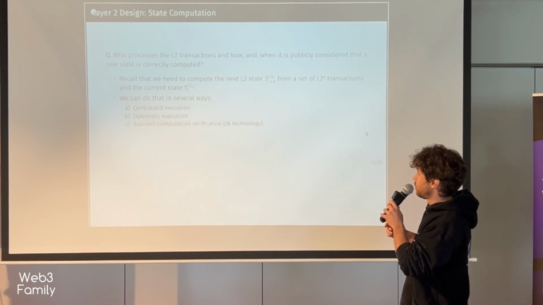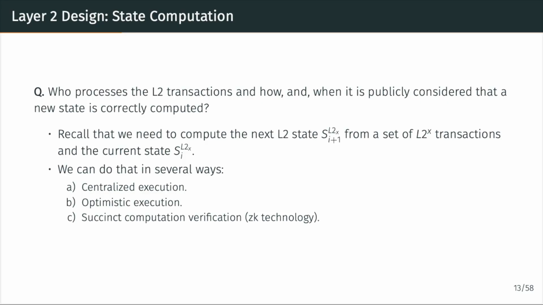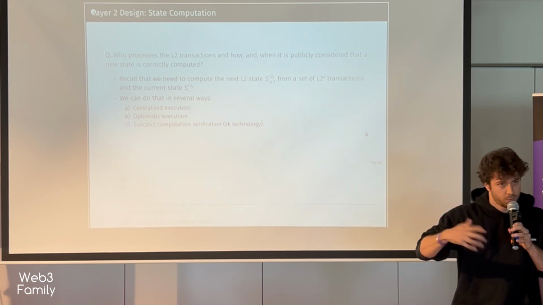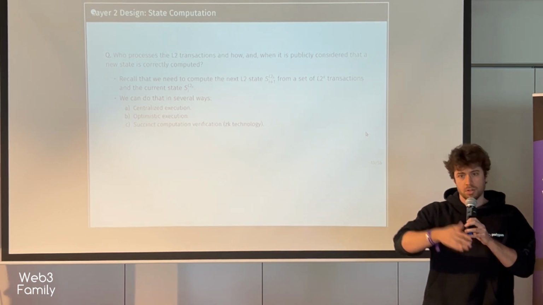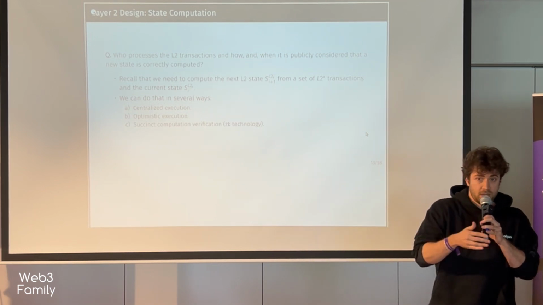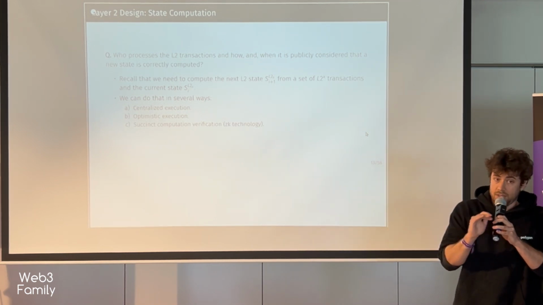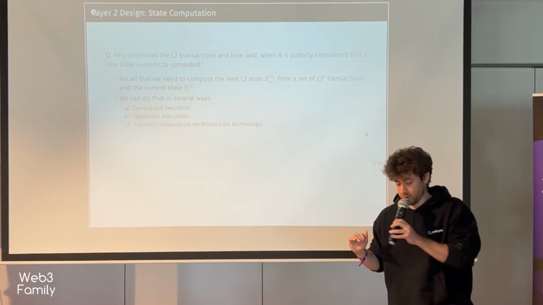Who processes the L2 transactions and how, and when is it publicly considered that a new state is correctly computed? We are talking about which entity is executing and processing these transactions, deciding from this state and these transactions which one is the new state, and after this decision, when we consider it final, like it's not going to change, never. For this, we have three different approaches.